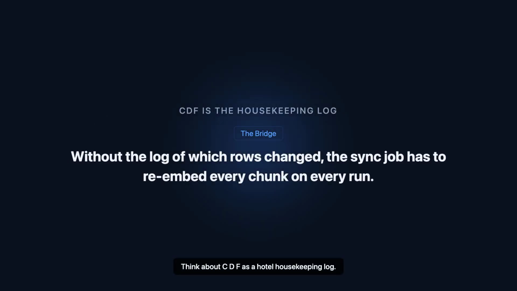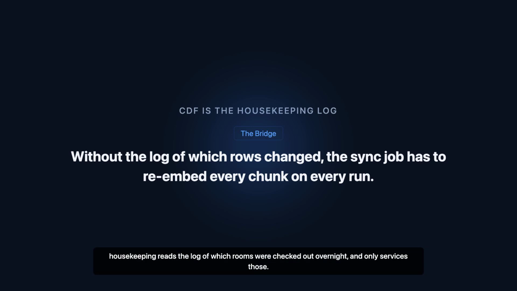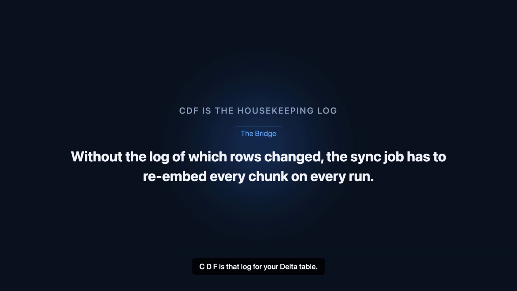Think about CDF as a hotel housekeeping log. Instead of cleaning every room every morning, housekeeping reads the log of which rooms were checked out overnight, and only services those. CDF is that log for your delta table. Vector search reads it and knows exactly which chunks were inserted, updated, or deleted since the last sync, and only re-embeds those. Turn the log off, and the sync job has to redo every chunk, every run. That's a cost difference of orders of magnitude on a 40,000-page corpus.